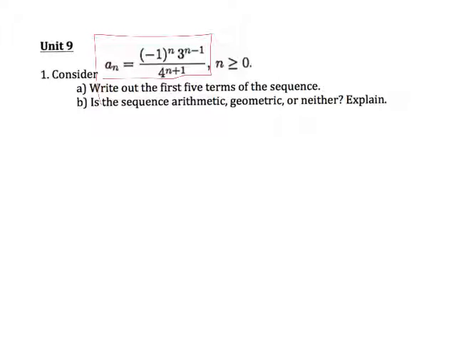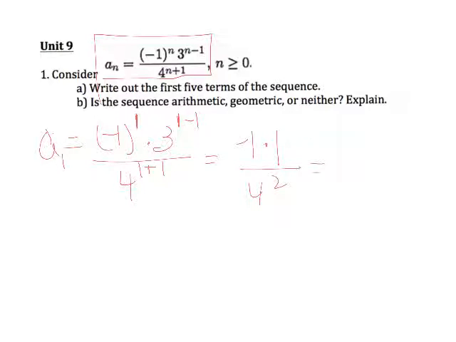So if I want the first one, a sub 1, that simply means I'm going to put a 1 everywhere I see an n. So negative 1 raised to the first power times 3 to the 1 minus 1 all over 4 to the 1 plus 1. And so negative 1 to the first power is just negative 1. 3 to the 0 power is just a 1, and then we've got a 4 squared, so we get a negative 1 over 16.